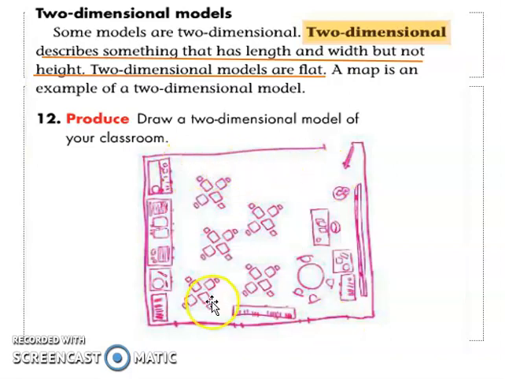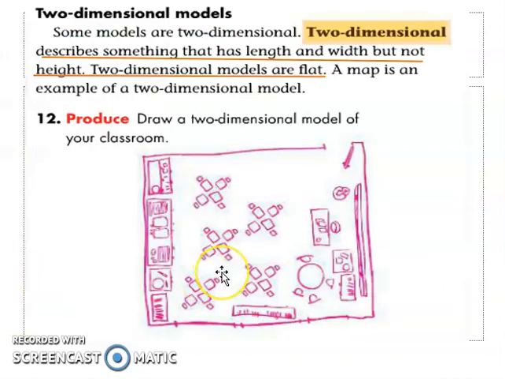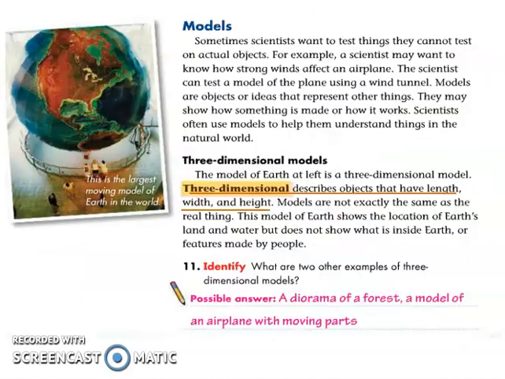This is a drawing of a classroom. It has a length and it has a width, but it does not have a height, like this one. This one has 3 components: length, width, and height. But this one is flat. Okay, so in number 11, that is the answer.